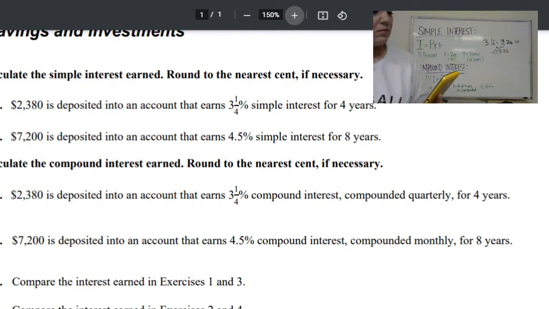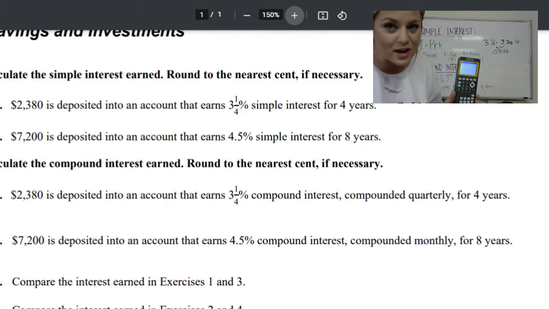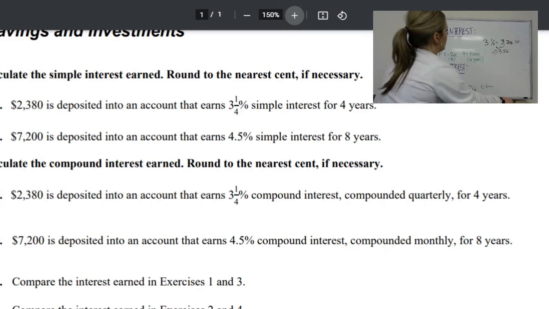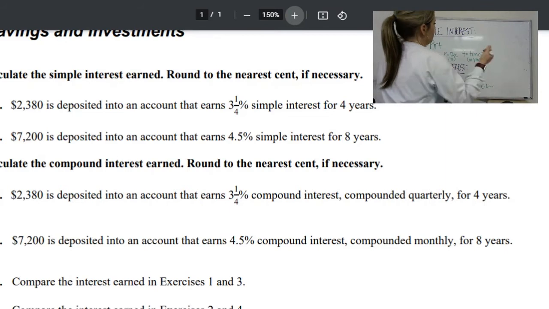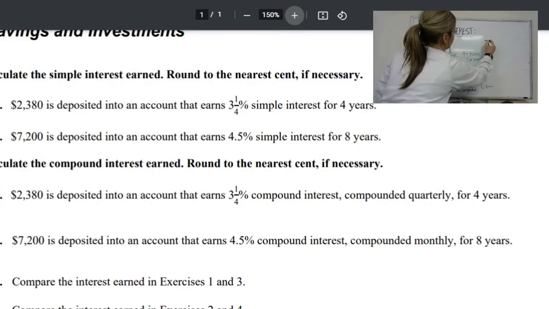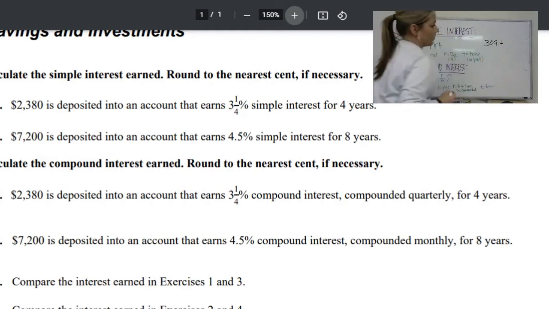Well, I should have had cents. Oh, hold on. I did that wrong. Sorry, hold on. I typed in my calculator wrong. 2,380 times 0.0325 times 4. And you get $309.40. 309.40. Right, that's what I got. Actually, well, yeah, I got 309.4.